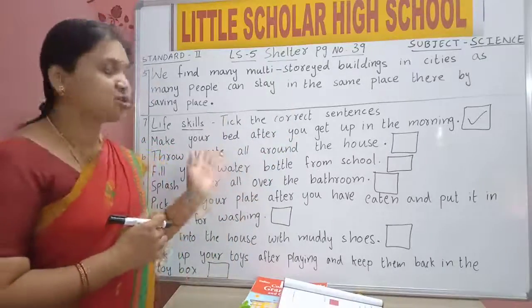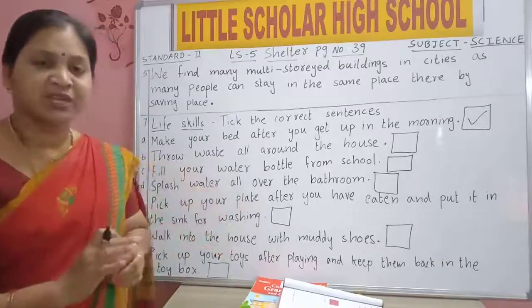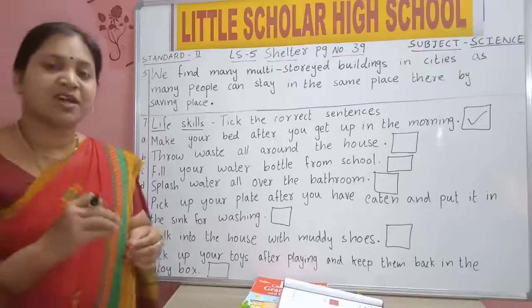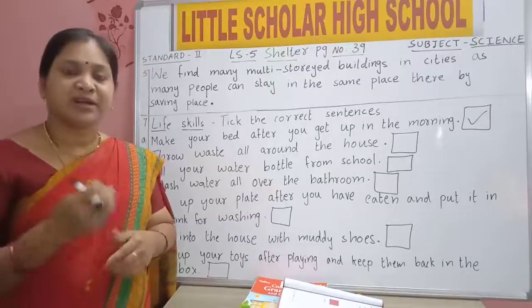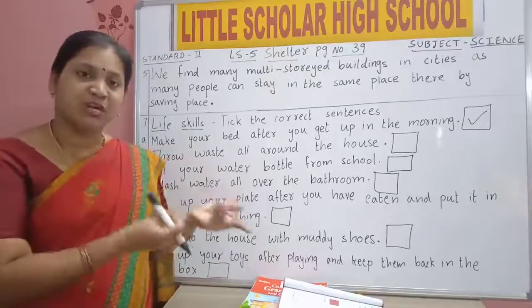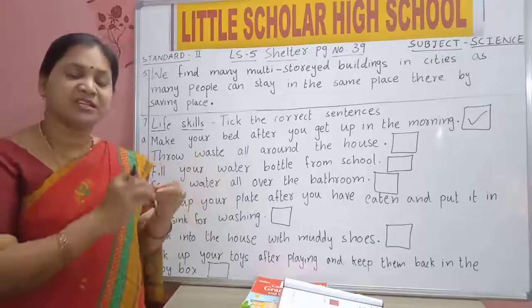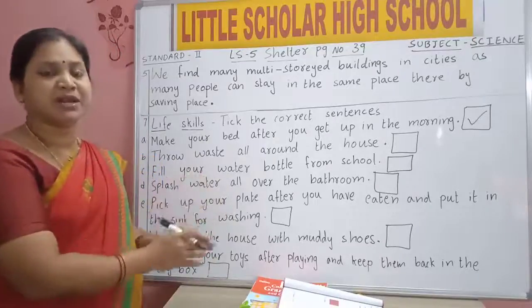Throw waste all around the house means chocolate covers. After eating a chocolate, you throw the cover in the house. After eating a biscuit, the wrapper will be there, and you throw that. You eat a banana and throw the peel in the house. You eat an orange and leave the orange peel on the table or sofa or somewhere where you sit and eat. There only you place all that, banana peel, orange peel.